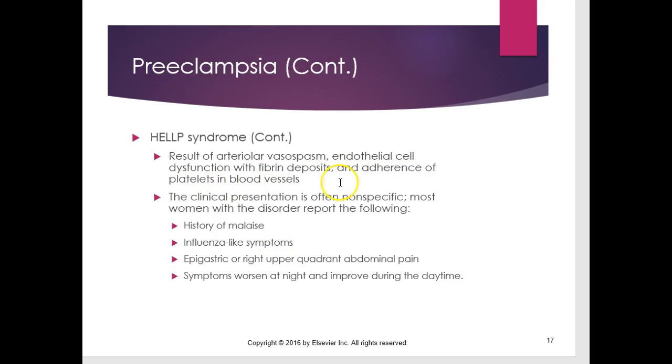Again, a result of arterial vasospasms, endothelial cell dysfunction, and fibrin deposits. Adherence to platelets in the blood vessels, as we've discussed. The clinical presentation is often non-specific with HELLP syndrome. Sometimes they'll have an elevated blood pressure and they'll just say, ouch, it hurts a little bit right here, and they'll point to their liver. And everybody thinks, maybe that's musculoskeletal. Maybe the baby's kicking her. Well, it could be liver damage. So it's very non-specific. They could have malaise, or they could just think, oh, I'm just tired from pregnancy, but it could be from this. Influenza-like symptoms, fever, coughing, irritability, pain, right upper quadrant abdominal pain, and symptoms are worse at night and improve during the daytime.